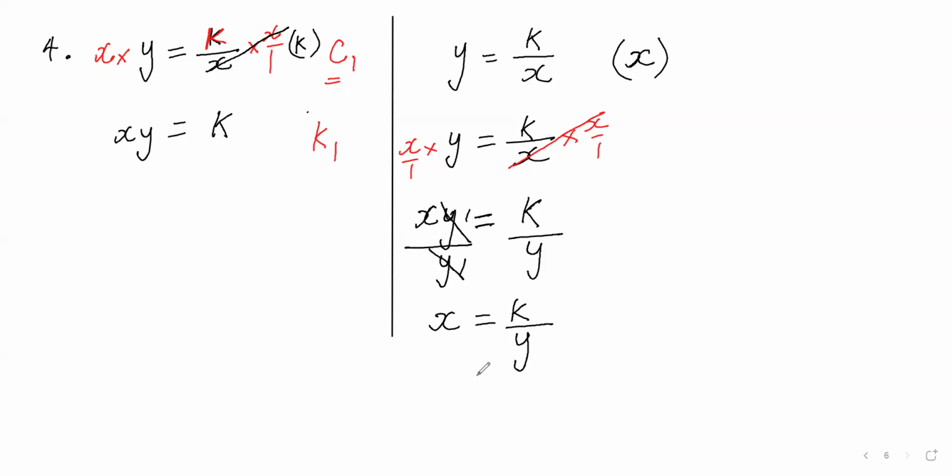Make sure that you have this in your books exactly. So I have 4 lines. Line 1 was the question. Line 2 was where I multiply throughout by the x. Line 3 is where we divide by y. And line 4 is my answer.